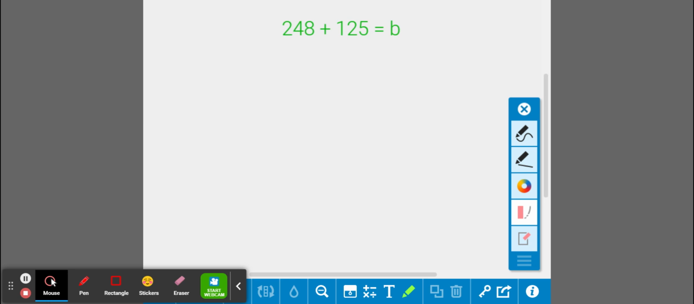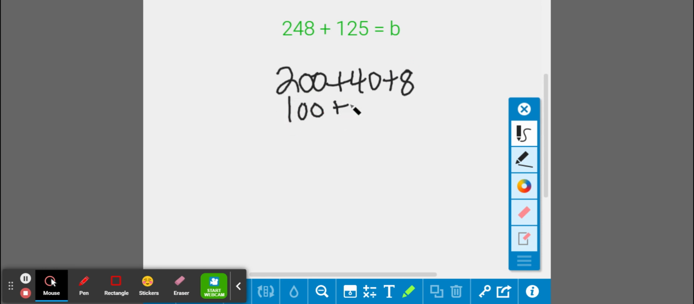Okay, today I'm going to show you how students would add numbers together using partial sums. A partial sum means breaking the number into its place value parts. So, for example, 248 here would become 200 plus 40 plus 8. 125 would become 100 plus 20 plus 5. And then we're going to go ahead and add those numbers together.